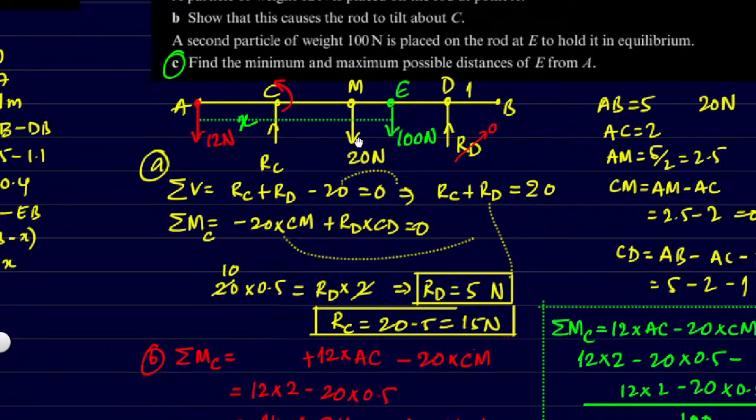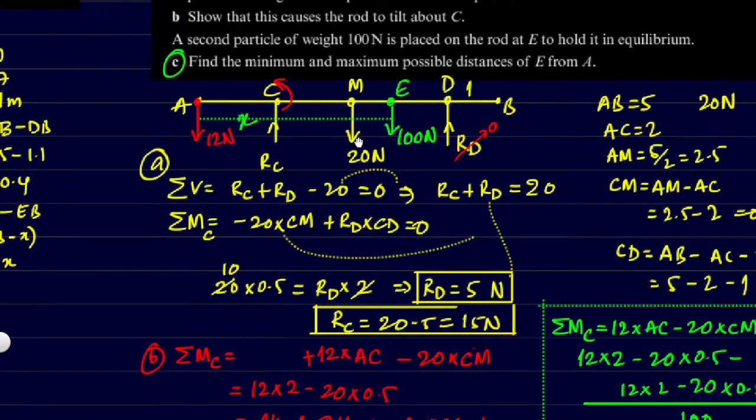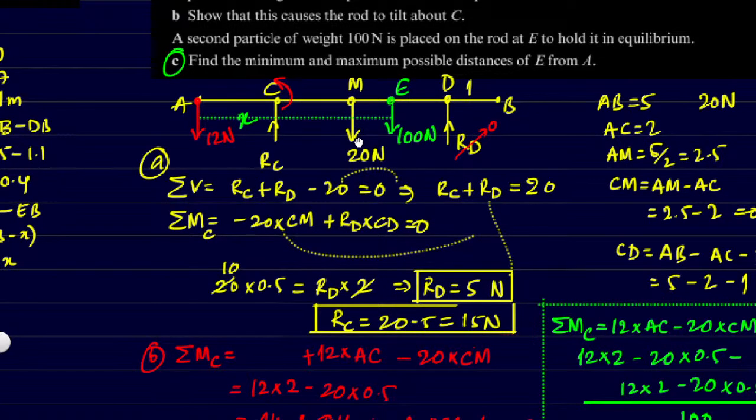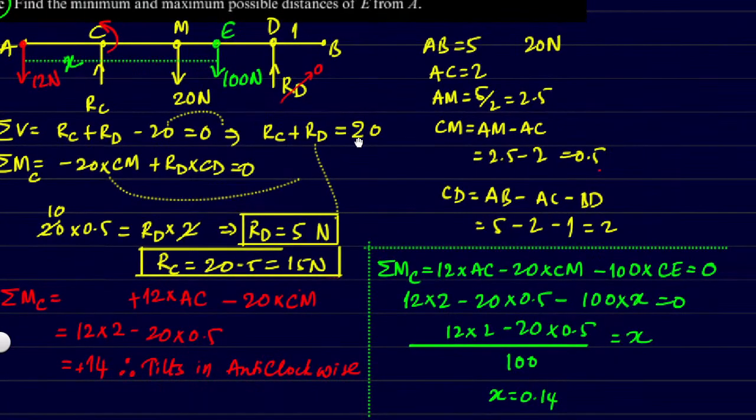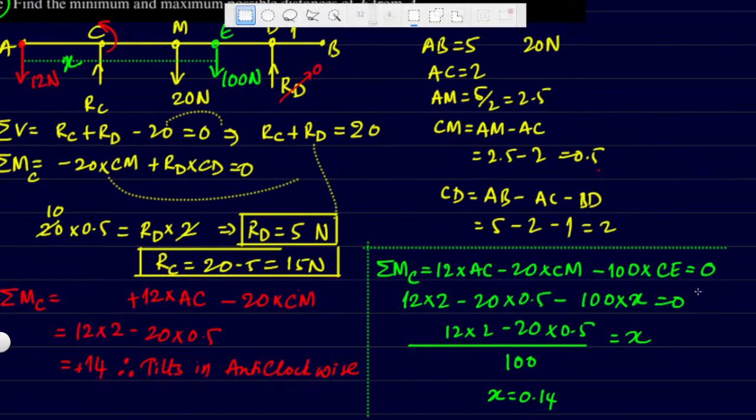How can it be 0.14? There is some mistake we are making. Yes, that's the mistake. 12 into AC is anti-clockwise, 20 is clockwise, and 100 into CE we have to take now. CE value is not x. What is the value of CE?